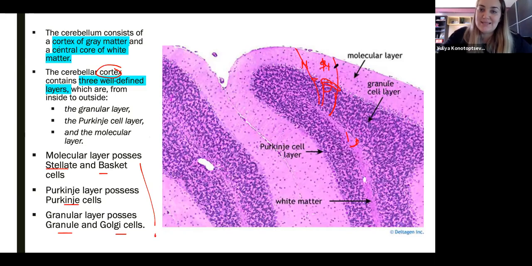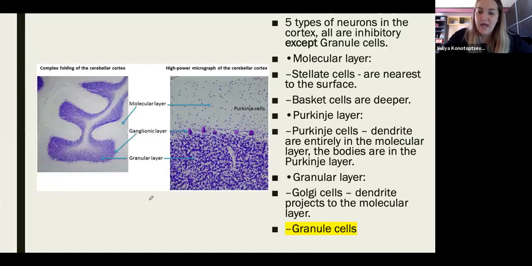These neurons are present in the gray matter, in the cortex, and they are distributed like that. In the outer area, in the molecular layer, you will find 2 neurons, stellate and basket cells. In the second layer, the Purkinje layer, you will find Purkinje cells. In the inner layer, you're going to find the granule and Golgi cells. Out of these 5 neurons, only granule cell is going to be excitatory. The rest of them are inhibitory.